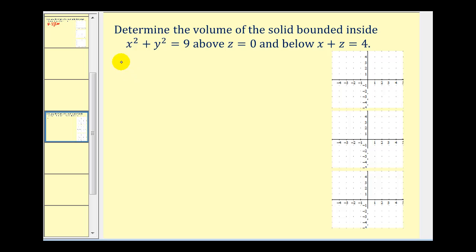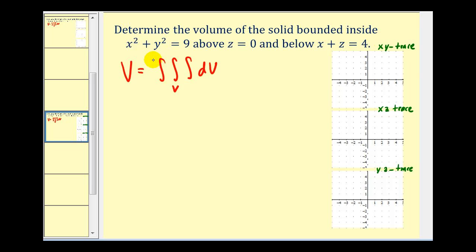So by now we should know that the volume can be determined by this triple integral, where V is the bounded three-dimensional region, and we integrate with respect to V, replacing dV with any order of those differentials. So let's start by taking a look at the xy, xz, and yz traces. To determine the xy trace, we'll set z equal to 0. So here we'll have the circle centered at the origin with radius 3. And the region in this plane is inside the circle.